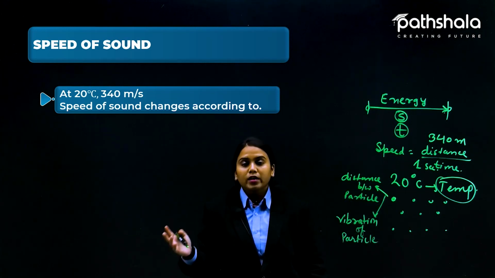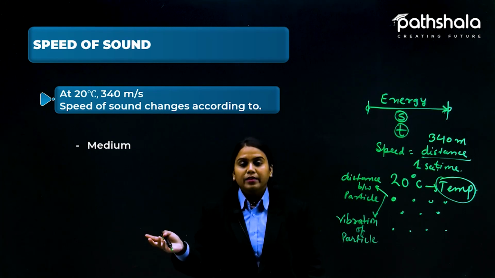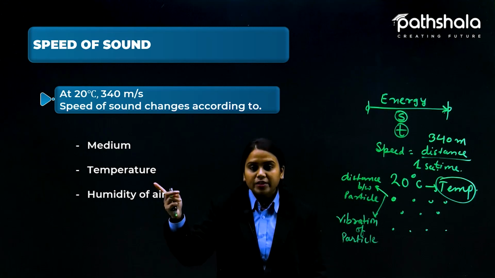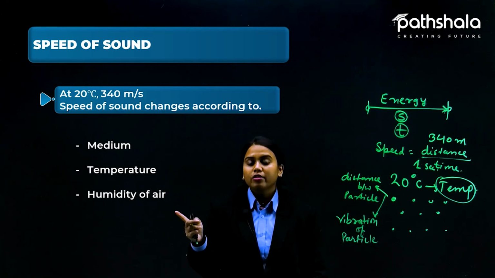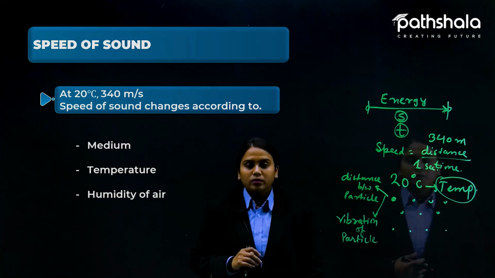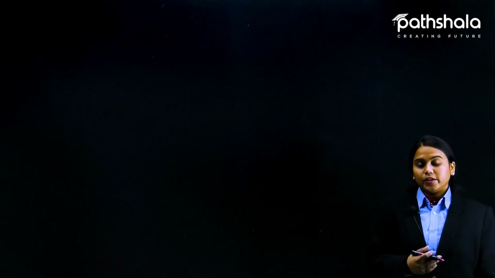So this is what we have discussed about the speed of sound: it depends on the medium, it depends on the temperature, and it depends on the humidity of air. We are going to discuss these one by one. So students, we have seen the factors affecting the speed of sound: the medium, the temperature and the humidity.